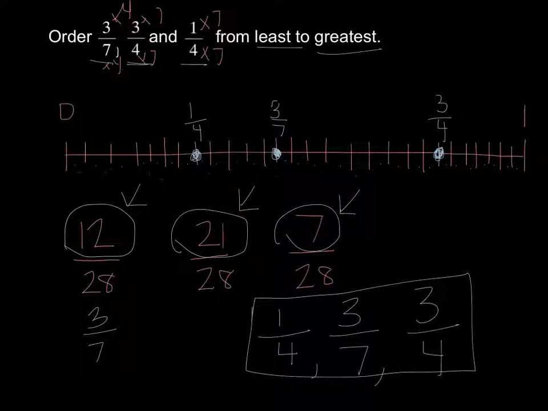We could have told it by just doing the math, but it's always good to use a number line to help prove where these numbers lie.